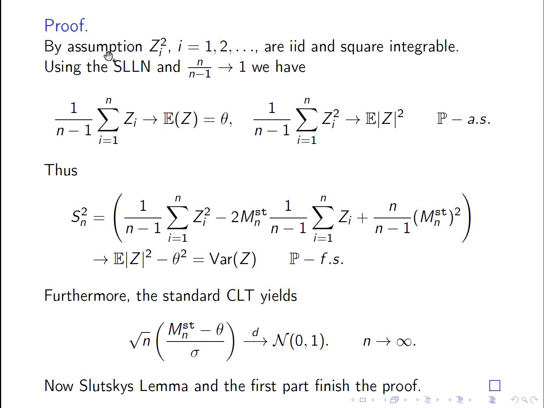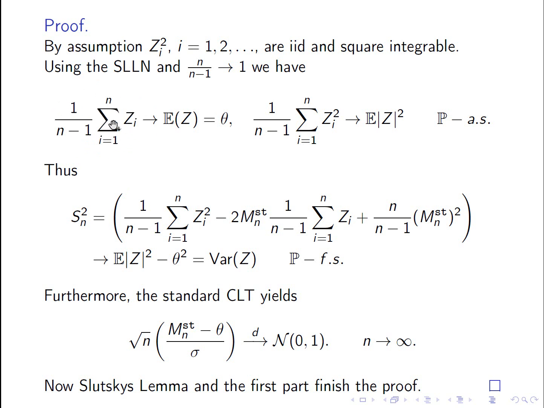So by assumption, Z_i squared, they are all IID and square integrable. Why are they square integrable? Well, because we assume that we have fourth moments, and 2 times 2 is 4. Okay. So on Z_i and Z_i squared, we can always apply the strong law of large numbers. So if you look in this line here and replace 1 divided by n minus 1 with 1 over n, then we have here the strong law of large numbers.